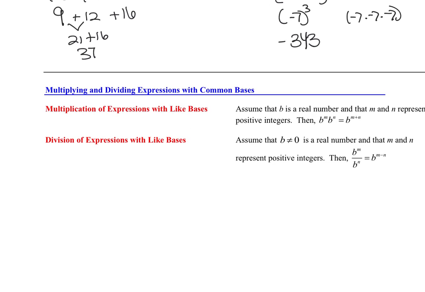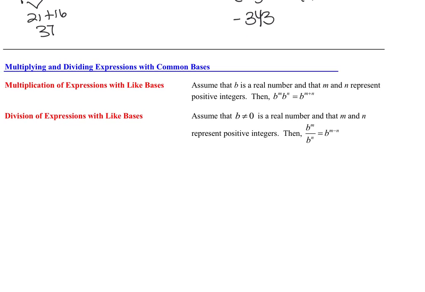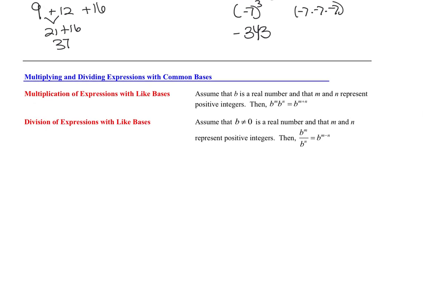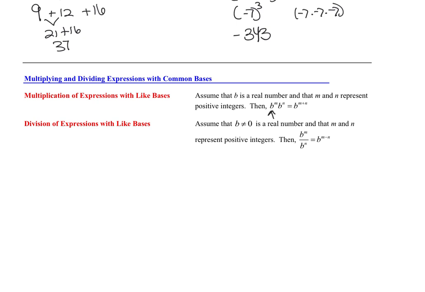All right, now let's talk about multiplying and dividing expressions with common bases. Multiplying expressions with like bases: if your bases are alike, but you have different exponents, then you can add those exponents. And if we're going to divide expressions with like bases, you can subtract them.